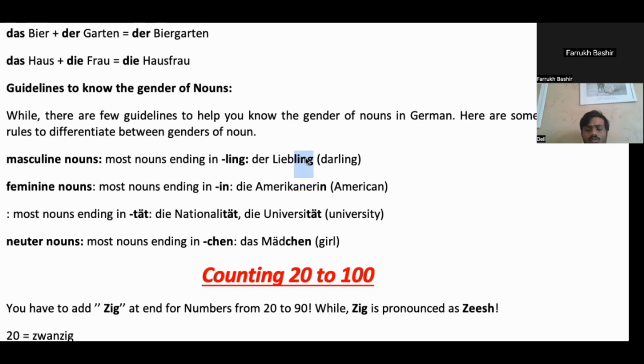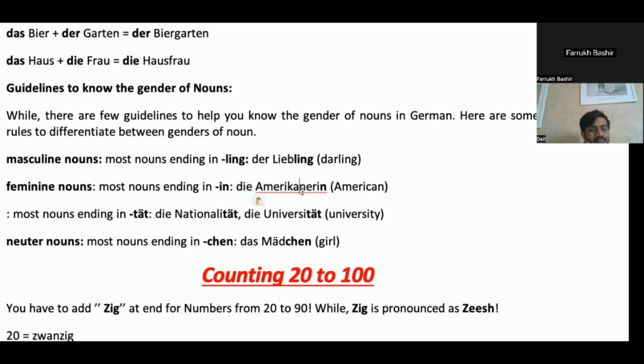Okay. So next we have feminine nouns. They end on -in most of the time. In the last lesson, we learned a few professions. Feminine professions end on -in. So this is one guideline that we can use for feminine nouns.